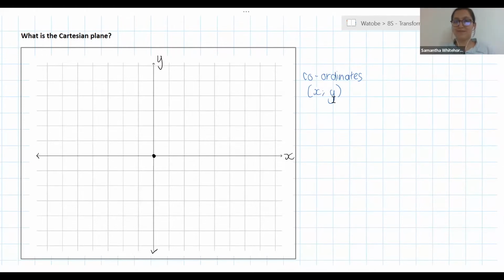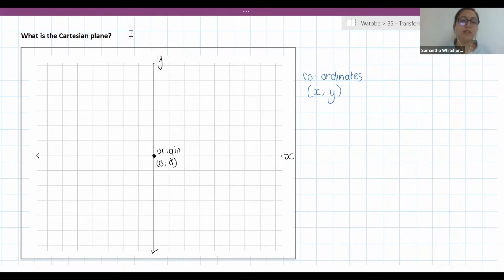Ma'am, I think it's an origin. Good, well done. Okay, so guys, in the context of our Cartesian plane, where these two lines meet is called the origin. Now the origin is at that starting point, like I said. So it's at 0 on the x and 0 on the y.